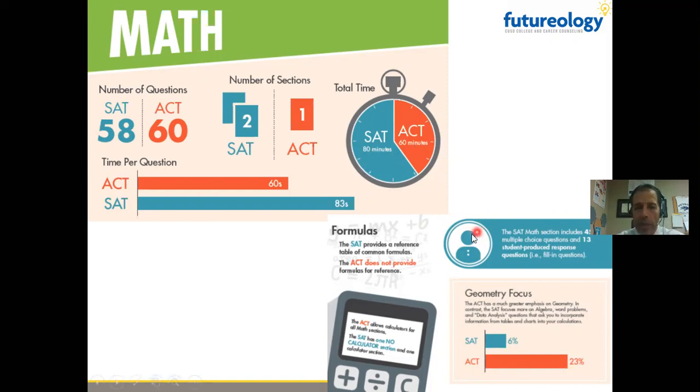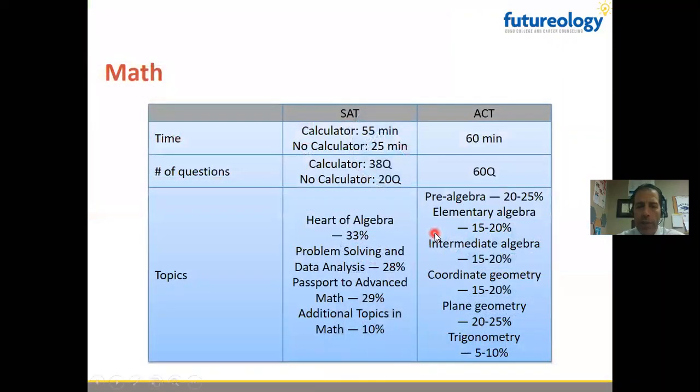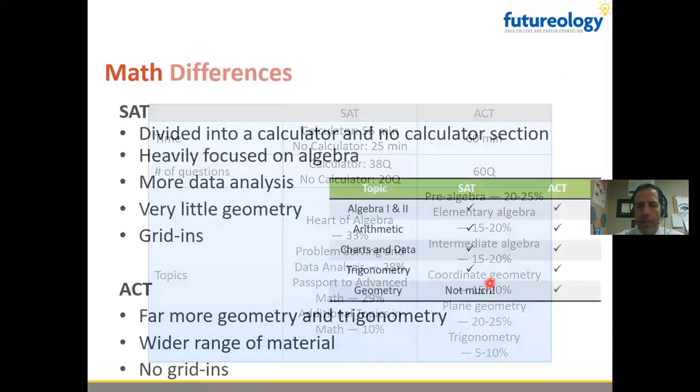All right, so moving on, Nikki, here's some of the differences that I want to go over. Timing is one. The topics covered: for the SAT, you've got heart of algebra, problem solving, and those grid-ins I mentioned. On the ACT, you'll see a lot more geometry, coordinate geometry, plane geometry, and a little bit more trigonometry. So those are some of the differences. Okay, Nikki, you're going to have to do the research to learn more. So hopefully you determine after that which test you should take based on some of those differences.